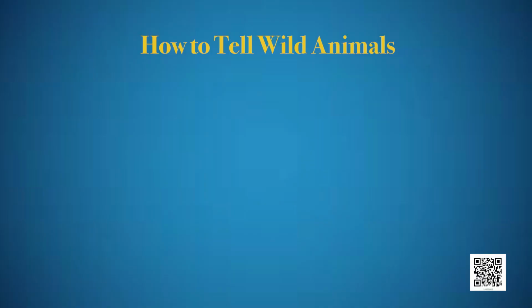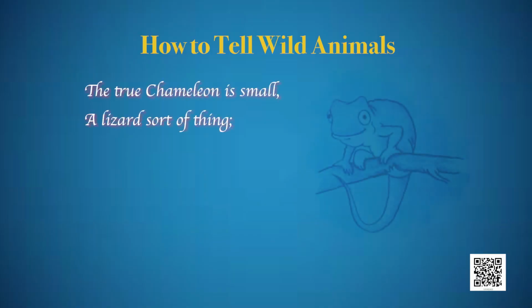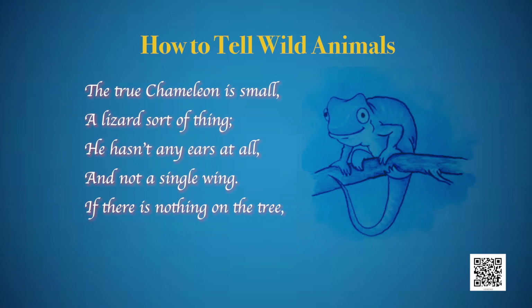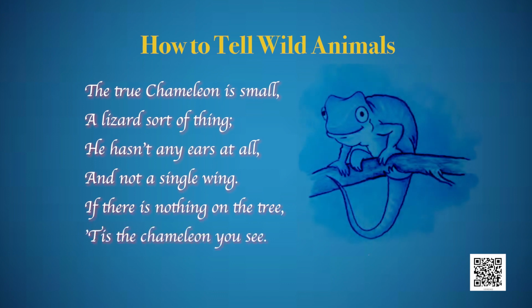The true chameleon is small, a lizard sort of thing. He hasn't any ears at all and not a single wing. If there is nothing on the tree, it's the chameleon you see. When there is nothing on the tree, you will find the chameleon, but he will be hiding with the color of the background.